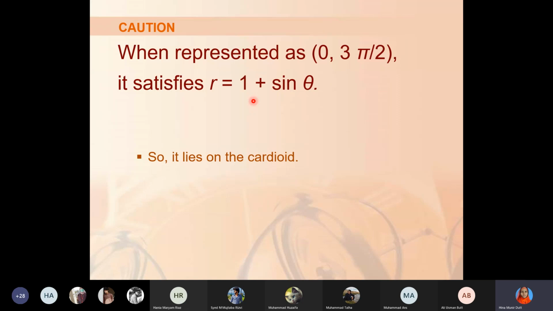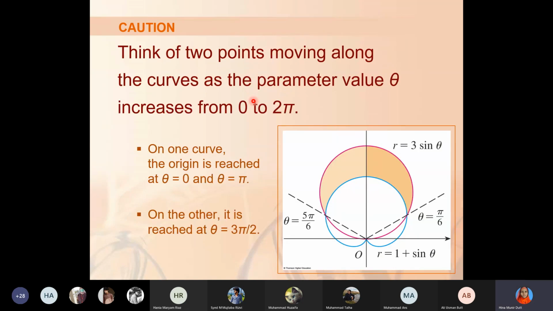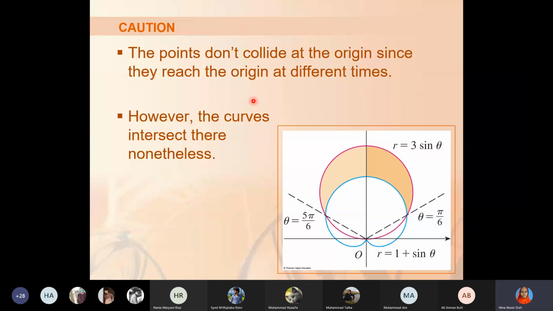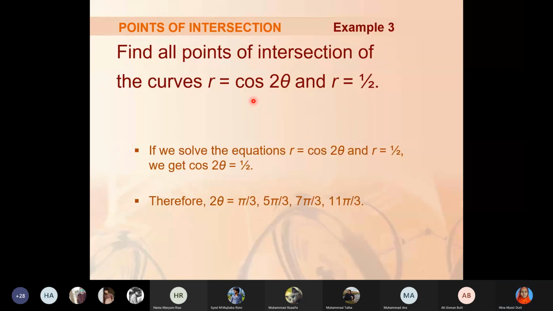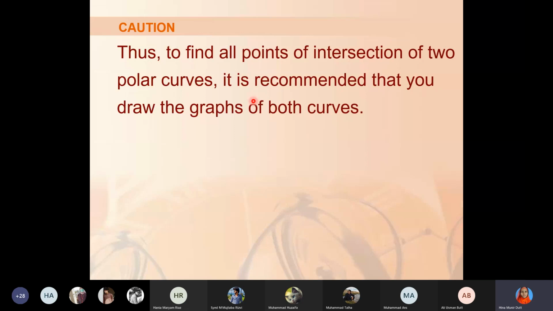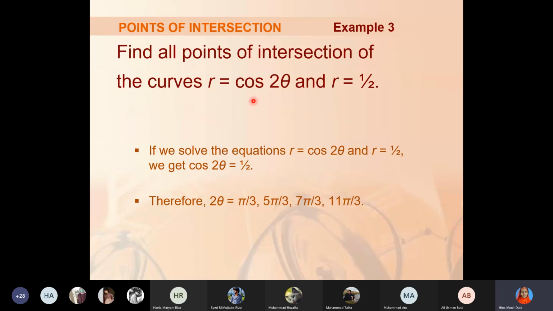So it means to find the points of intersection of two curves, we have to draw the two curves. That is, to find all points of intersection of two polar curves, it is recommended that you draw the graphs of both the curves. This is not the case for the pole only. It can be the case for other points as well, as you will see in this example.